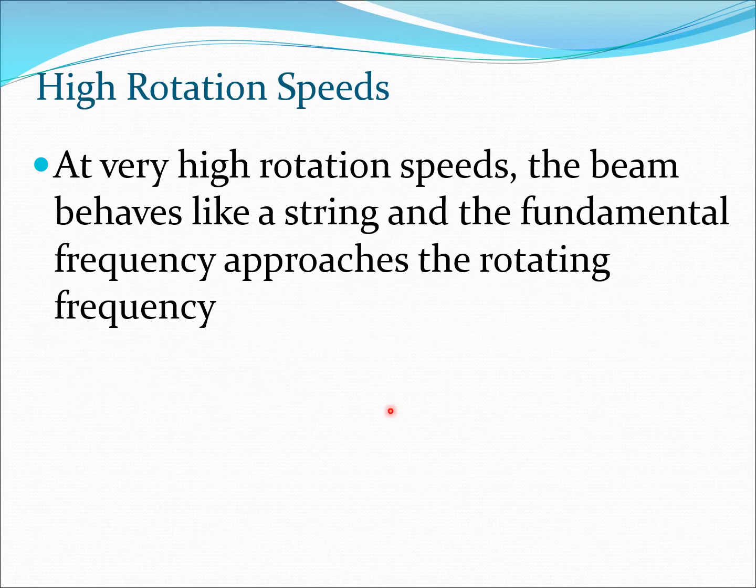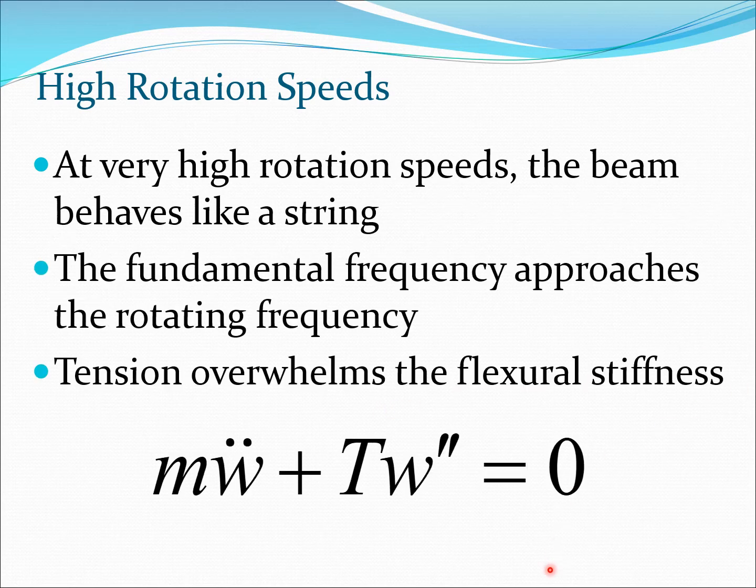At very high rotation speed, the beam starts behaving like a string, and the fundamental frequency will approach the rotating frequency. So you can see this mathematically. Let us say your rotation speed is very high, then this term T becomes very large, and therefore we can say that the flexural stiffness becomes very small. In fact, if we neglect the flexural stiffness in the extreme scenario, that is the EI w'''' term here, we would obtain this equation here, which would be totally in terms of the centrifugal stiffening.